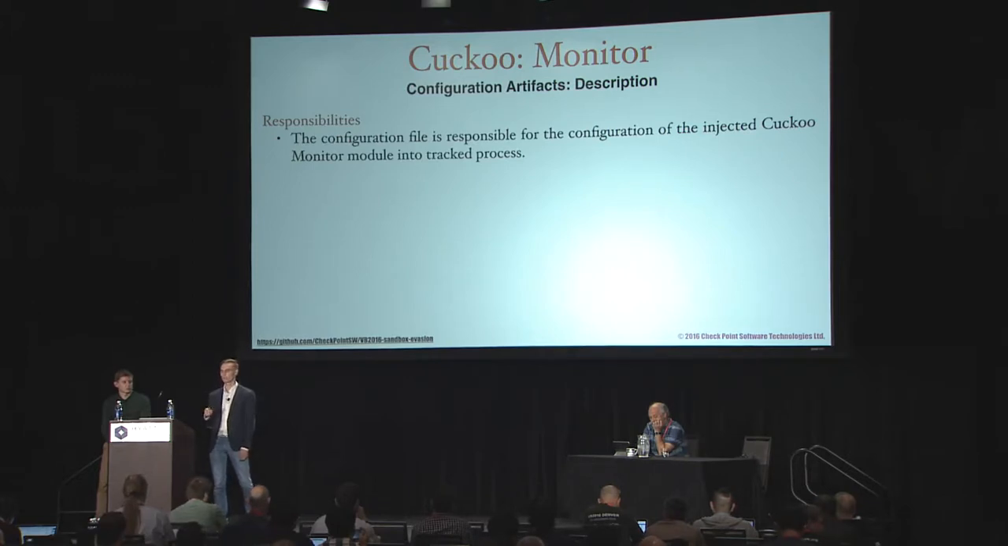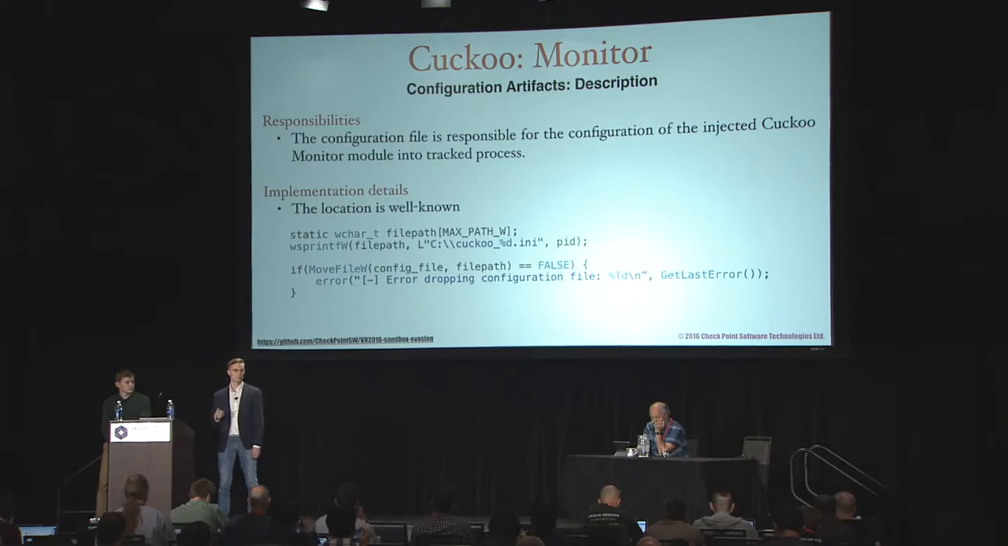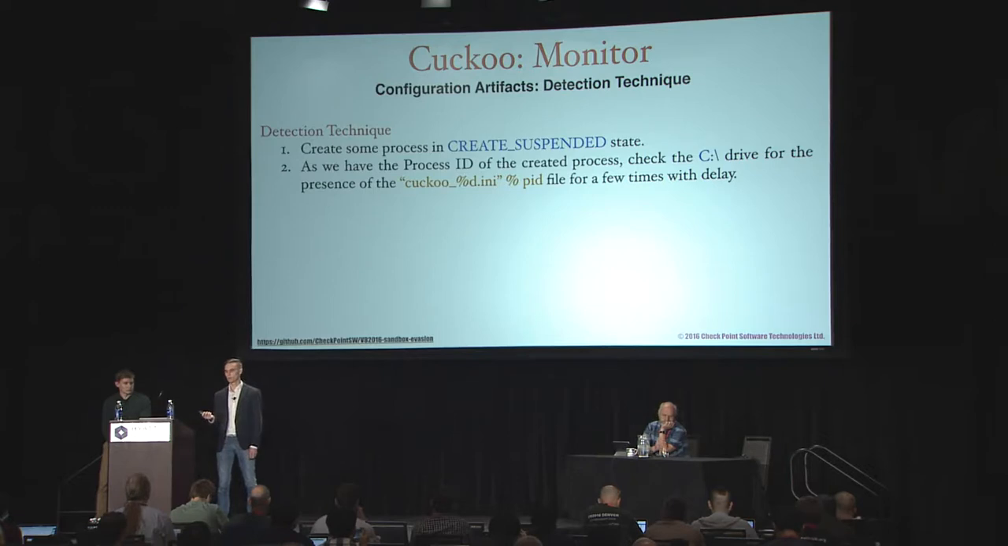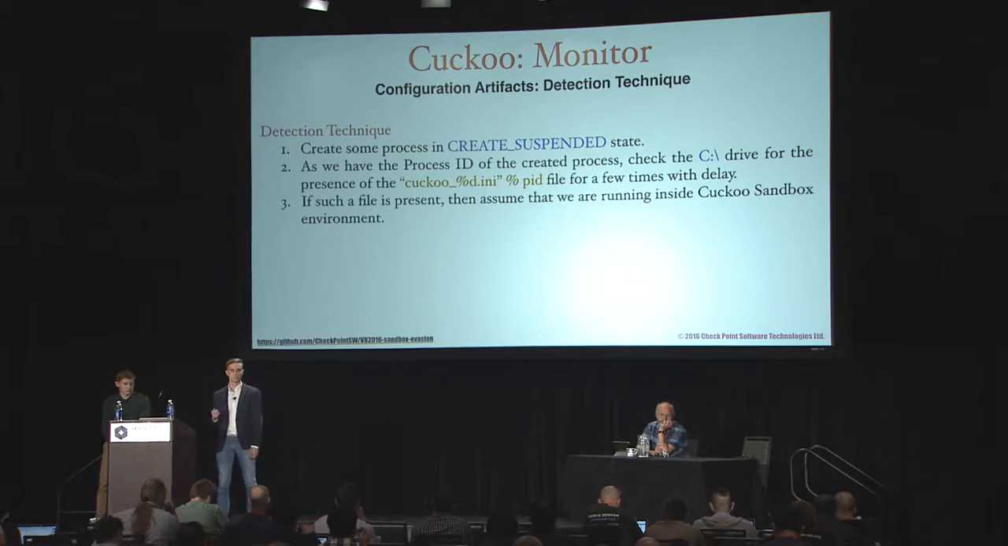The last detection technique for Cuckoo Sandbox we want to present today is based on the configuration file that is responsible for configuration of Cuckoo monitor in the tracked process. The problem is that the location of that file is well known, it's located under the C drive, and the file name is cuckoo.d.ini. So we simply create some process in suspended state. As far as we have the process ID, we check the C drive for the presence of the cuckoo.d.ini file a few times with some delay. If such a file is present, then we assume that we are running inside a Cuckoo Sandbox environment.